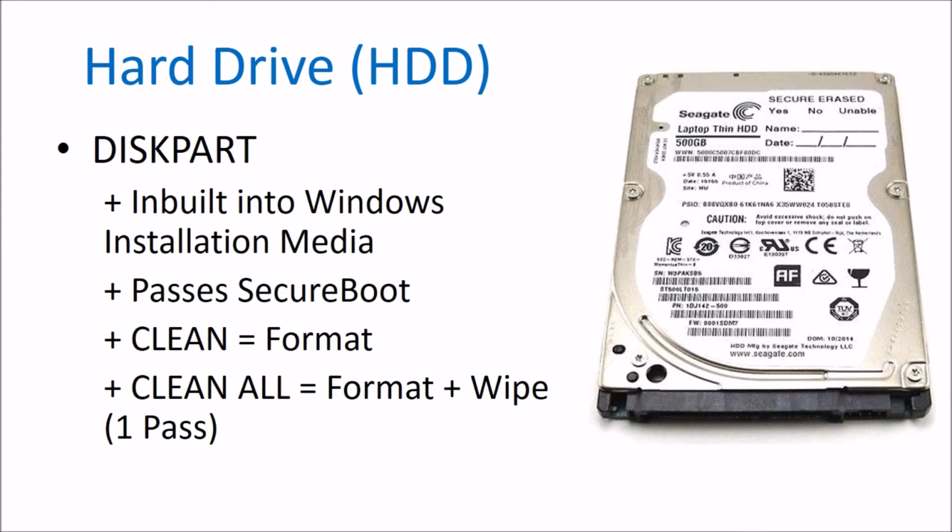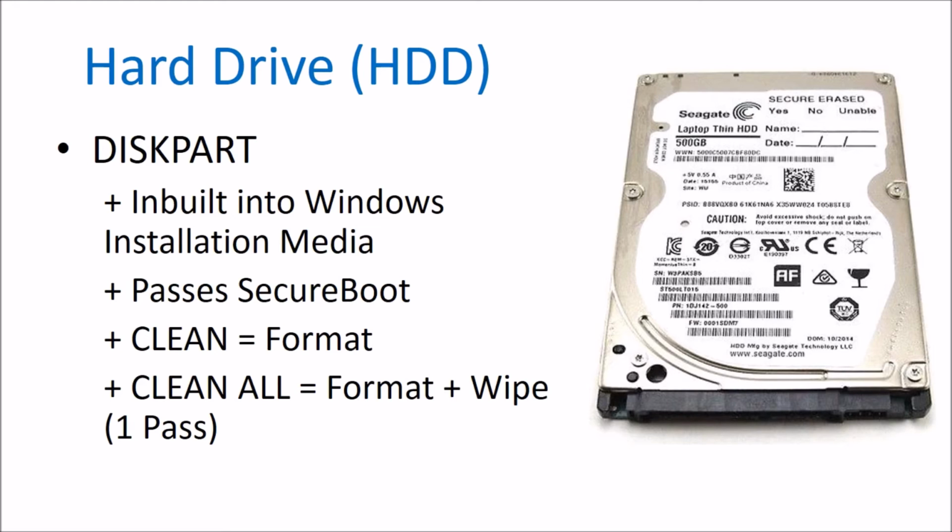So let's look at the hard drive first. How do we go about formatting it and wiping it? There's a utility called DiskPart that's inbuilt into the Windows installation media. Because it's inbuilt to the Windows installation media, it will of course pass Secure Boot. And there's 2 commands available. There's clean, which will format the drive, and there's clean all, which will format and wipe the drive.